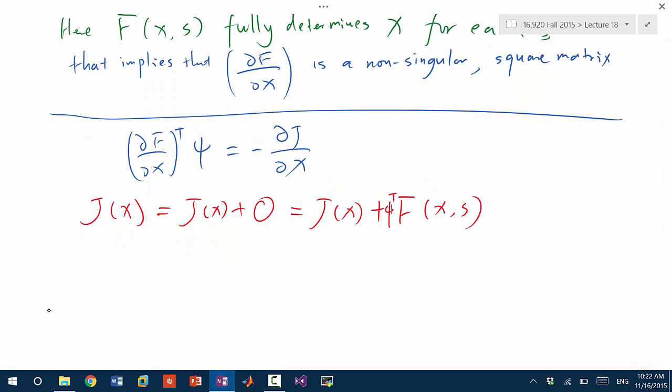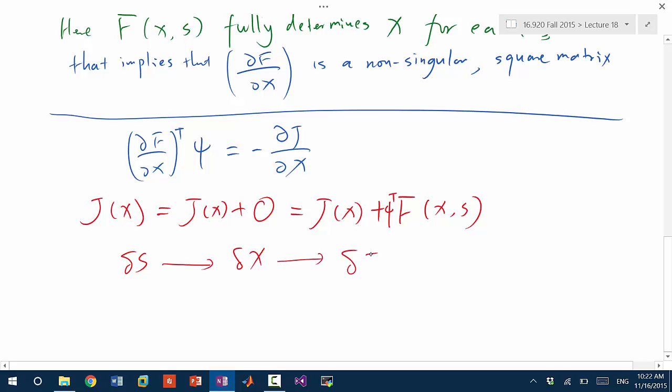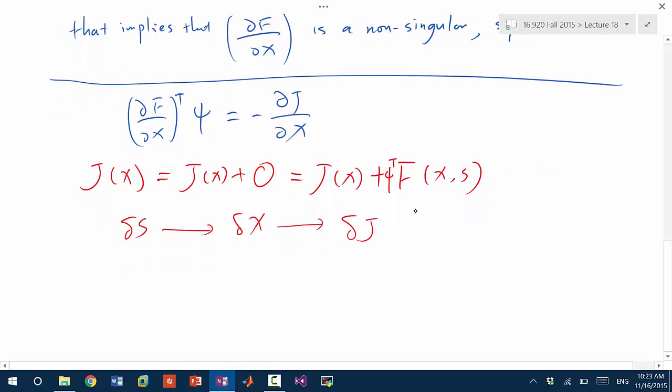But then I'm going to take the derivative of j. I'm going to look at a small perturbation of j as a result of a small perturbation in s. So let's say I have a small perturbation in s, I call delta s. That small perturbation, if I plug it into the differential equation, causes a small change in x, delta x. And that small change in x causes a corresponding small change in j. Okay, I'm going to look at what is that small change in j.